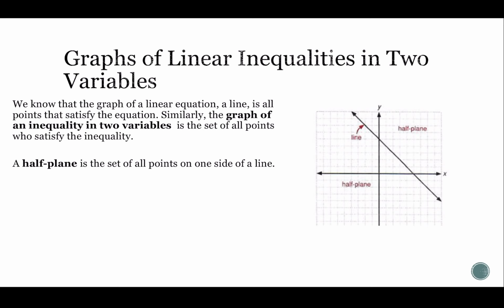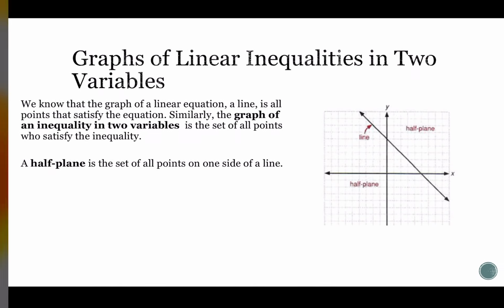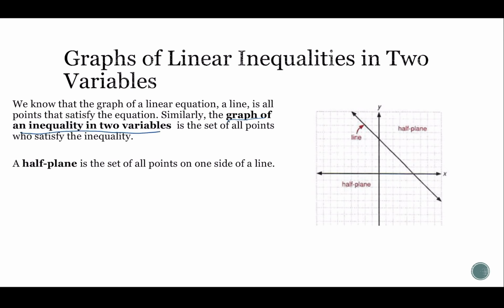We know the graph of a linear equation, a line, is all the points that satisfy the equation. Similarly, the graph of a linear inequality in two variables is a set of all points. It will include the line if it's less than or equal to or greater than or equal to, or it won't include the line, and then you'd have to do a dashed line for less than or greater than, and then you have to shade one half of the plane, either greater than or less than. So let's talk through that.